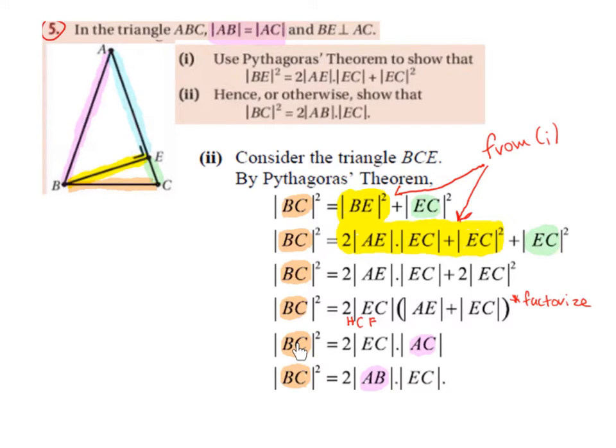So we have BC squared is equal to 2 times EC times AC. And we know that AC is equal to AB because it's an isosceles triangle. The length is the same. So we swap the AC for AB and we bring down the EC. So we get BC squared is equal to 2 times AB times EC. And this is what we were asked to prove.